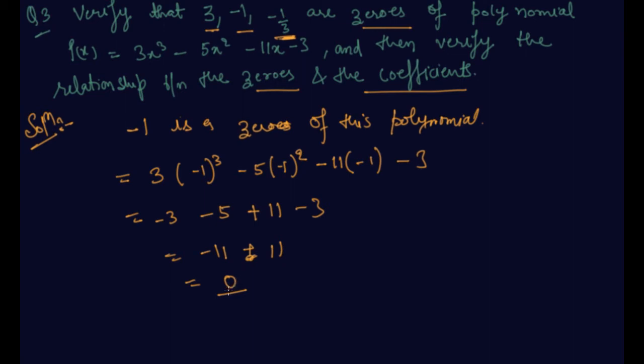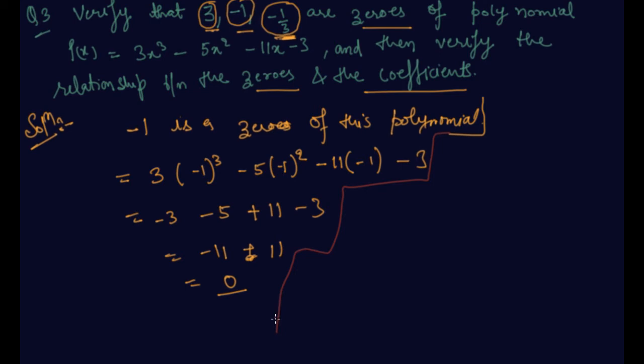So it is pretty clear now that this one is definitely a zero of this polynomial, and you need to work on 3 and minus 1 by 3. You need to check whether 3 and minus 1 by 3 are also zeros of this polynomial. So I am assuming for now that these are also zeros of this polynomial. You will do this at home by yourself.